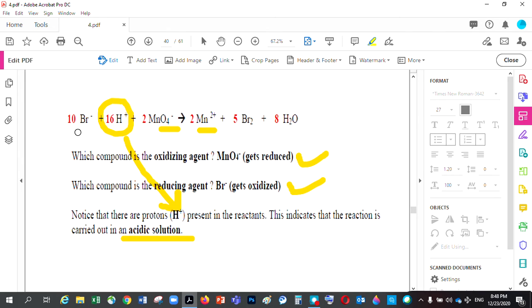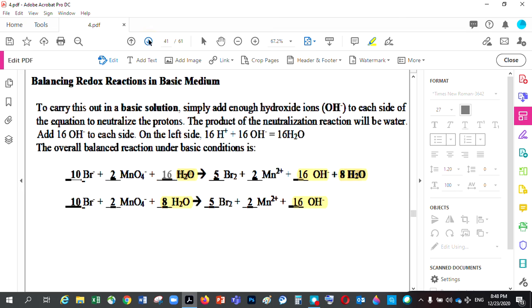Can I do this reaction in basic medium? Yes. I have to add enough OH, enough hydroxide ion, to compensate for this. So I will add 16 OH minus to consume all the protons here. That will be the next step. So here it is. I have to add 16 OH minus on both sides, correct?